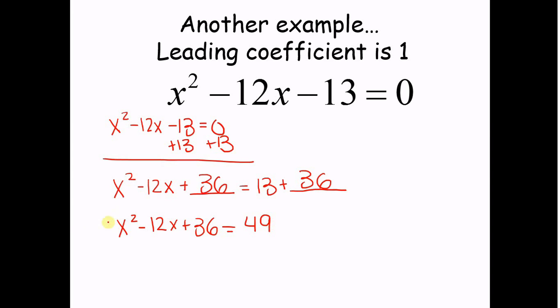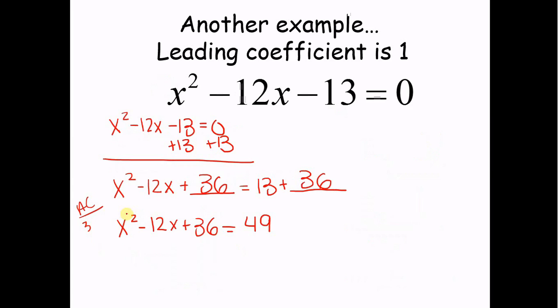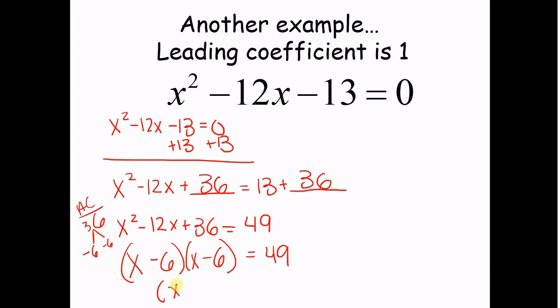So, x squared minus 12x plus 36. My AC is 36. I need a negative 12 though. So what about a negative 6 and a negative 6? That works, right? So we'd have x minus 6 times x minus 6, that's x minus 6 squared, equals 49.